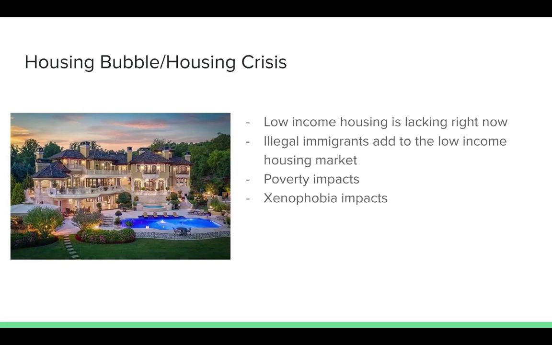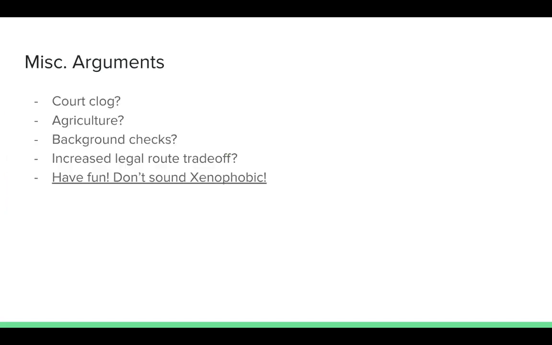Okay, I'm going to go to a last miscellaneous argument section. There's a few arguments that, you know what, if you want, I recommend you check them out. There's definitely interesting court clog arguments, how you could look at asylum and how people apply for that could possibly overwhelm different court systems. There's arguments that you could look at about agriculture.